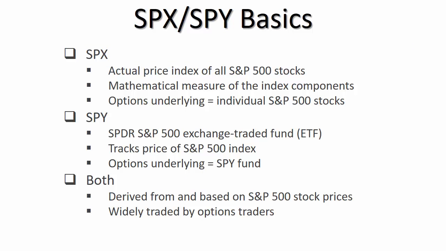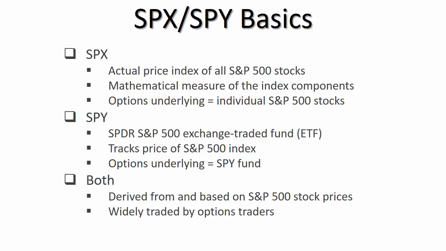Now, the SPX represents the actual price index of all S&P 500 stocks. Essentially, it's a mathematical measure of the index's components. So when you trade SPX options, the underlyings of those options are the individual stocks. In contrast, the SPY is an exchange-traded fund that tracks the price of the S&P 500 index. When you trade SPY options, the underlying is the SPY fund.